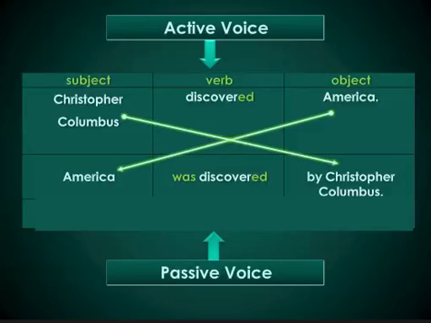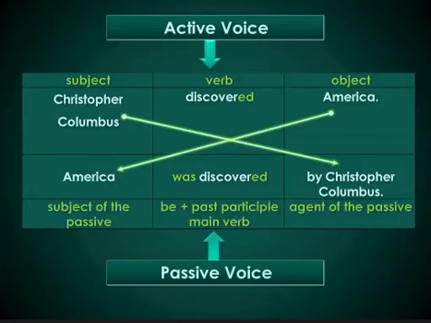As a matter of fact, the passive voice is formed by the subject of the passive, which used to be the object of the active voice, be and the past participle of the main verb, plus the agent or the instrument of the passive. So, how do we choose if it's the agent or the instrument of the passive? Can we clarify all this?